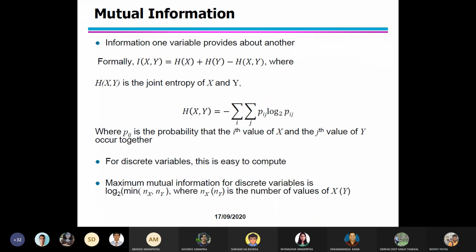Okay, now we come to the similarity between two attributes. So this is one way to compute the similarity between two attributes. Let's say we have two attributes, one is x, another is y. This is something called mutual information. Okay, so how is it computed? It is a function of individual entropy and joint entropy.